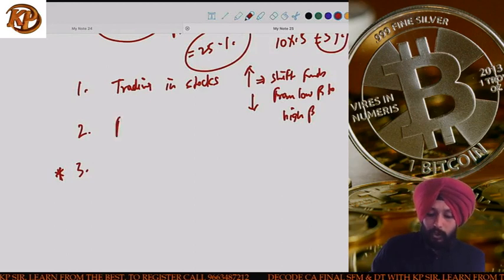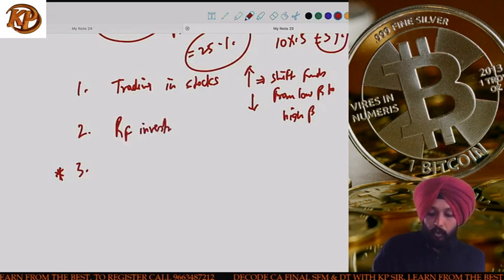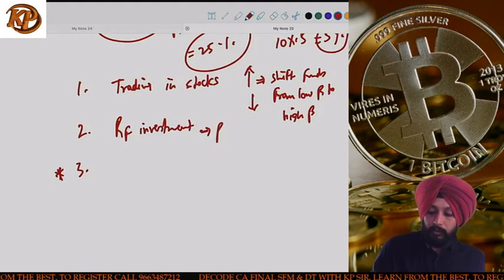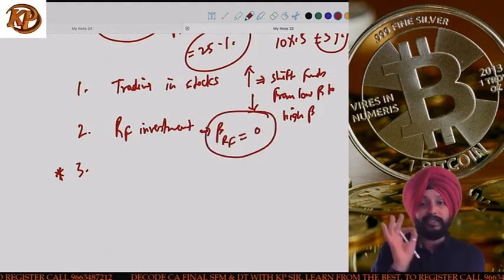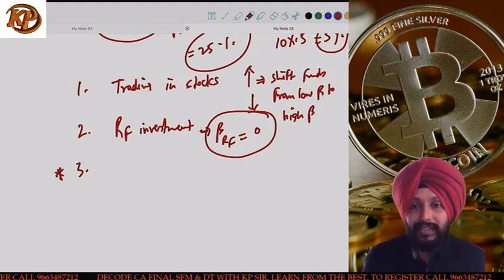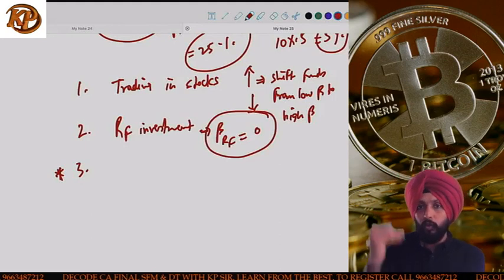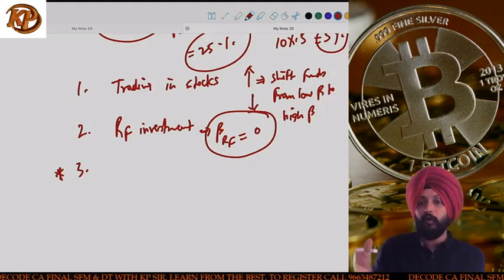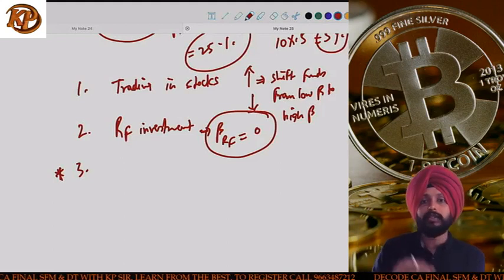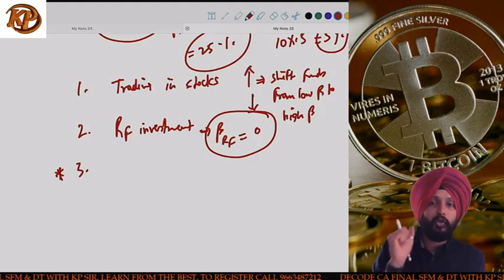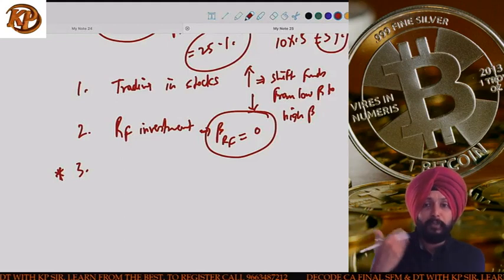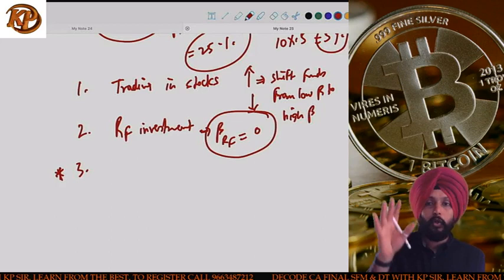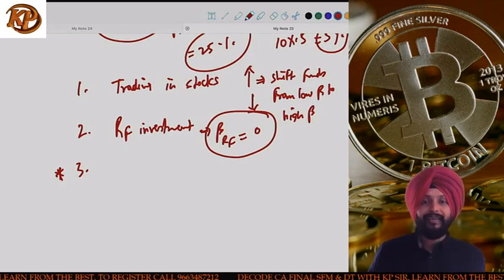The second is you can make some risk-free investments. Now obviously risk-free means there is no risk involved. So beta of risk-free securities is 0. So what we can do is, if you want to reduce the overall beta of the portfolio, we can shift some money from high beta stocks into risk-free securities. Because beta of risk-free securities is 0, the overall beta of the portfolio will automatically come down.